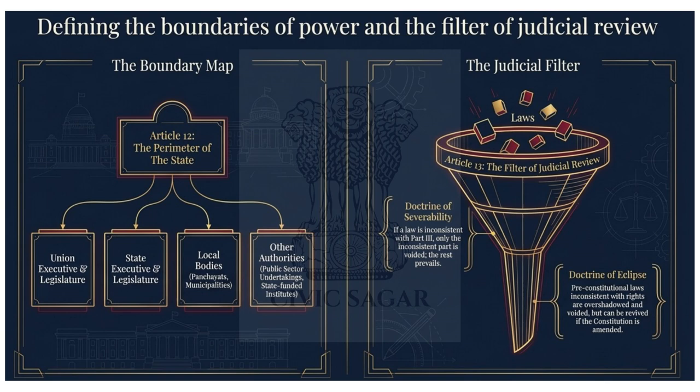Second is the doctrine of Eclipse. This applies to old, pre-constitutional laws. If they violate a fundamental right, they aren't completely dead, they are simply overshadowed and made dormant. If the Constitution is amended later to remove the conflict, the law can wake up and become active again.